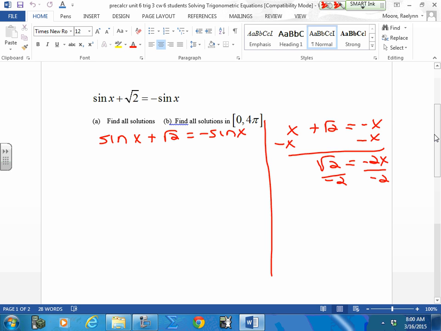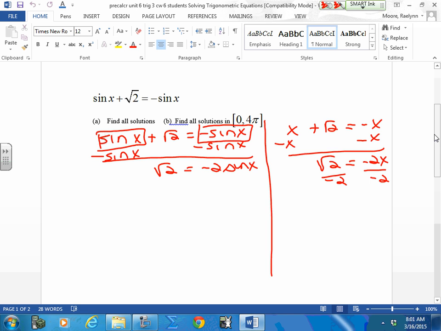Okay? Now, do the same thing here. Here's our variable. You have to get the variable to one side. So the same thing you did here. Just subtract sine x. Same process. Divide by negative 2. When you can't see that with sines and cosines, take them out and look at them first.